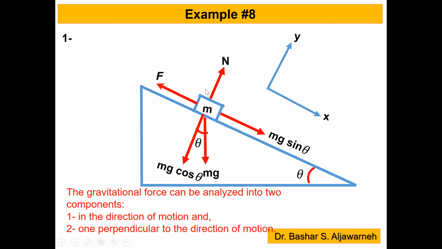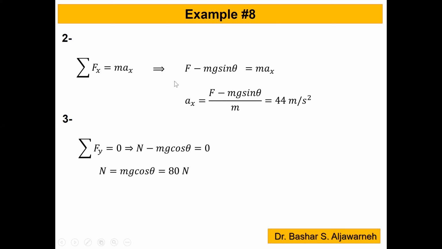Back to here, we saw that the force is in the same direction as the motion, and the x component of the weight is in the opposite direction of the motion. So we can write F minus mg sine theta equals ma. Divide by m, and substitute the magnitude of the force, the mass, and the angle, and you will end up with 44 meters per second squared as the acceleration.